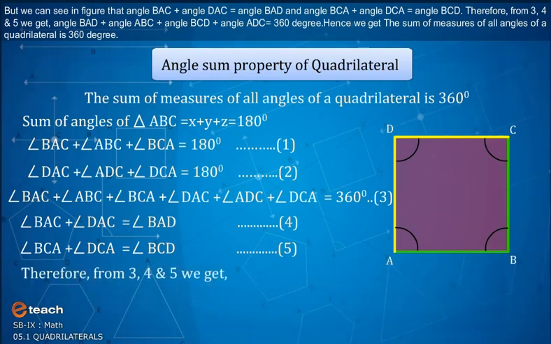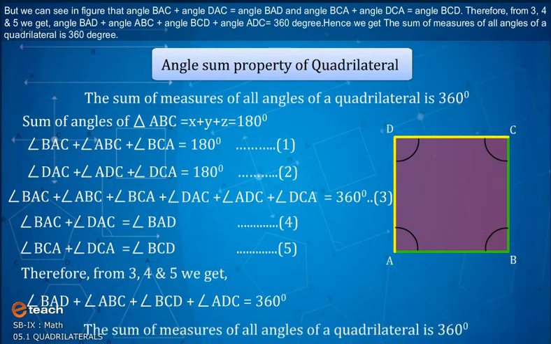Therefore, from 3, 4 and 5, we get angle BAD plus angle ABC plus angle BCD plus angle ADC is equal to 360 degrees. Hence, the sum of measures of all angles of a quadrilateral is equal to 360 degrees.